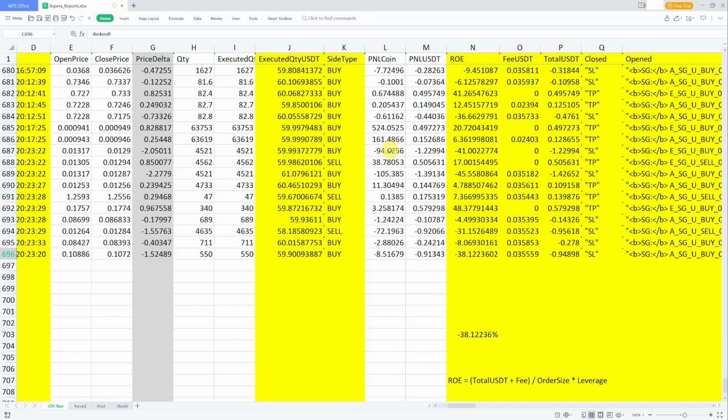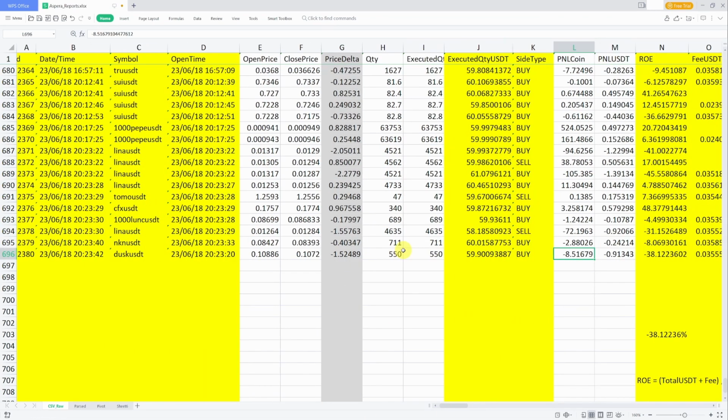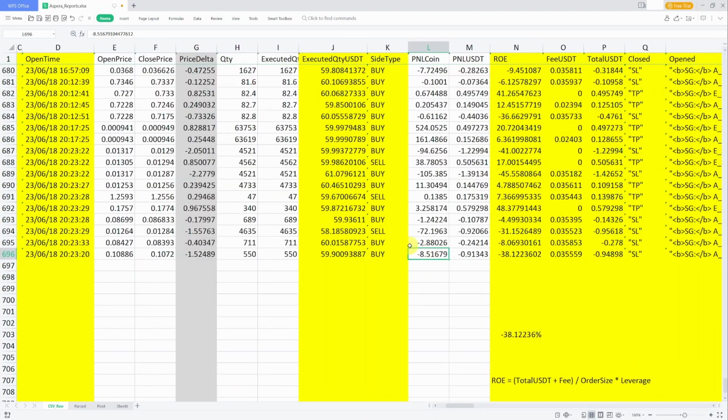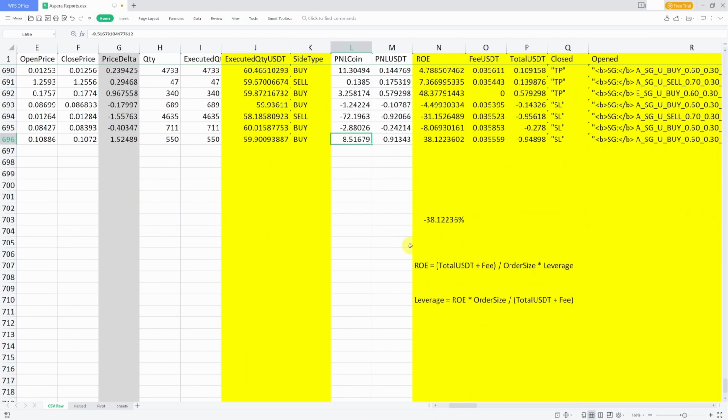Now, why is that useful? By looking at this formula, we can see that we can actually solve for leverage. We can find out the leverage that was used for each of these trades, and this number itself is nowhere to be found in the reports. To solve for leverage, we have this. Leverage equals ROE times order size divided by the sum of total USDT plus fee.